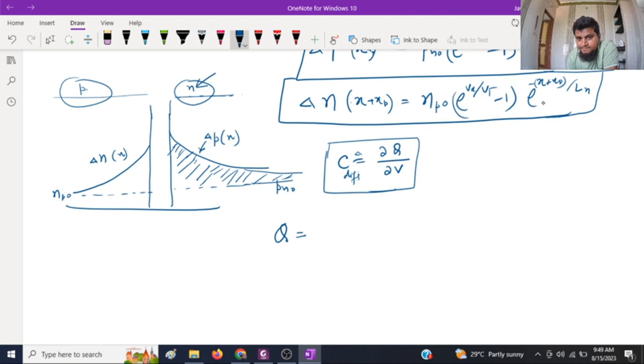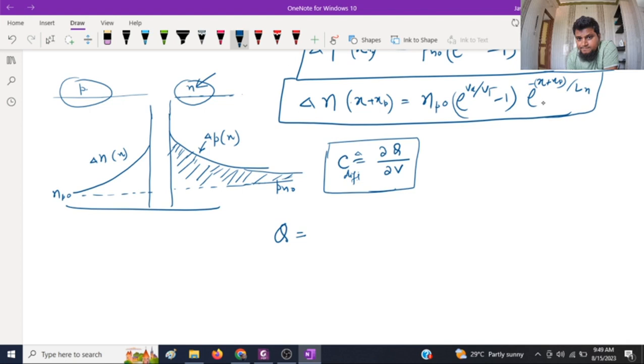Total charge is equal to Qp plus Qn. So let's find the Qp first. Qp is equal to e into delta p x integral from xn to infinity, dx. If you see, this is your xn, and just integrate it to infinity.